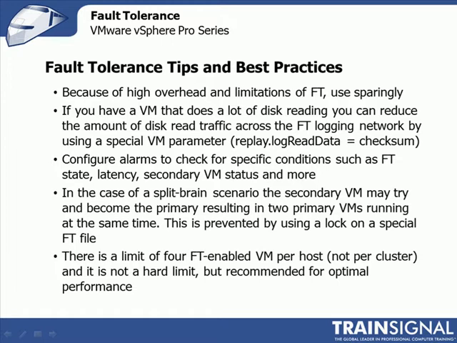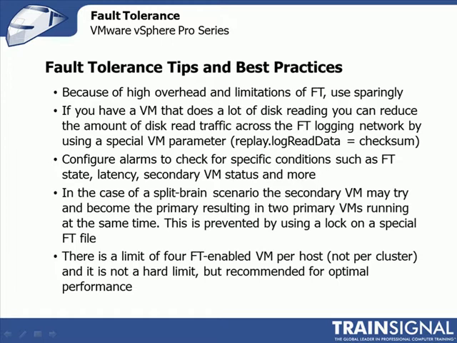Disk reads will typically take up the most bandwidth on the FT logging network, and if you have a VM that does a lot of disk reading, you can reduce the amount of disk read traffic across the FT logging network by using a special VM parameter. By adding a replay.logReadData equal checksum parameter to the VMX file of the VM, this will cause the secondary VM to read data directly from the shared disk instead of having it transmitted over the FT logging network. For more information on this, see VMware Knowledge Base article number 1011965.